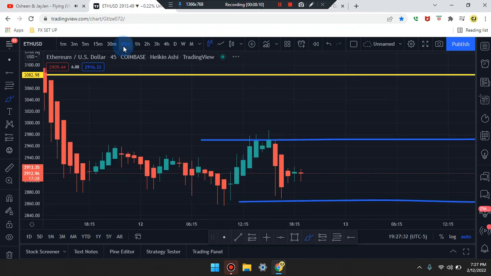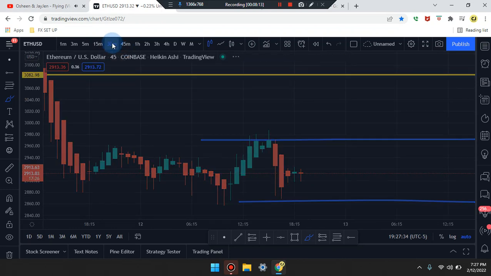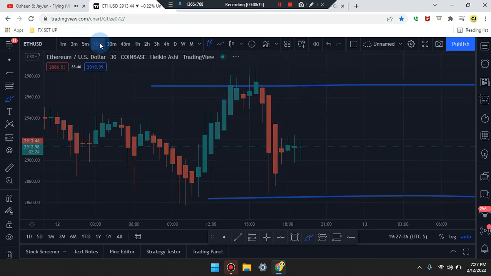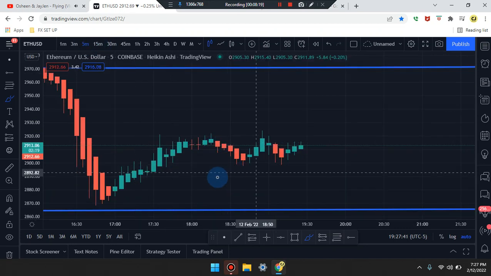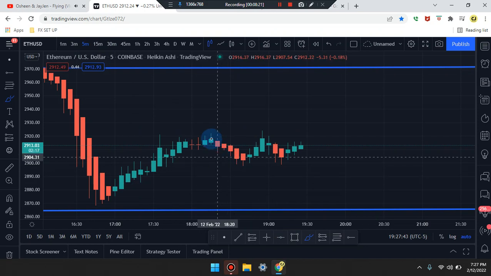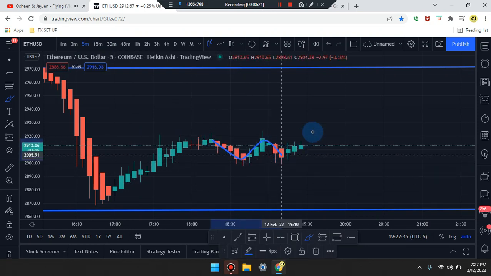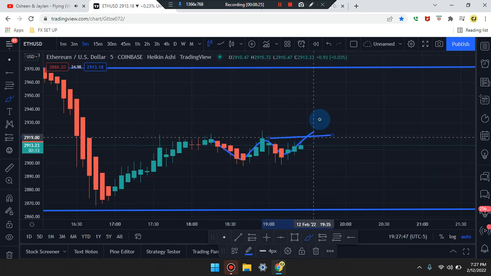Headed down to the 45-minute time frame. 1 hour, 45 identifying the same thing. 30 minutes identifying the same thing. Even the 15-minute, just consolidation of the market. We can see something forming on the 5-minute. Could be a W, first, second, third. Market pushes up, so we look for that break, retest.